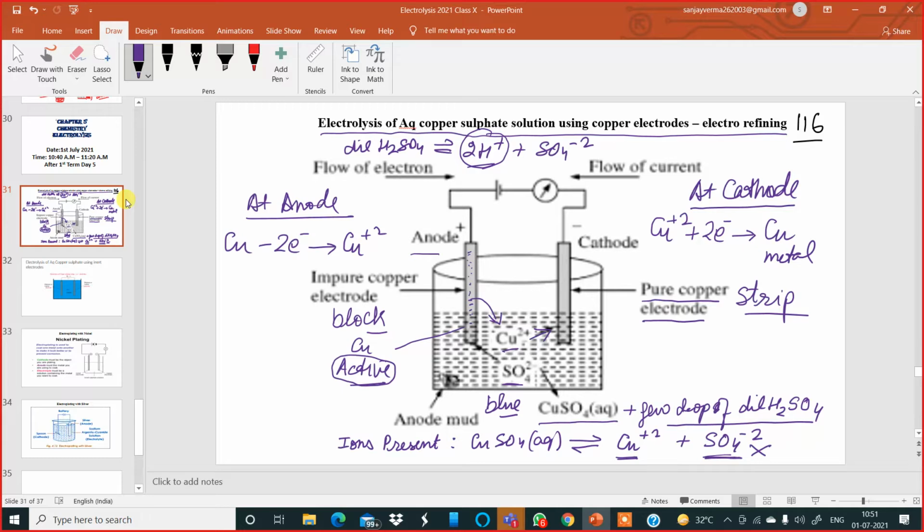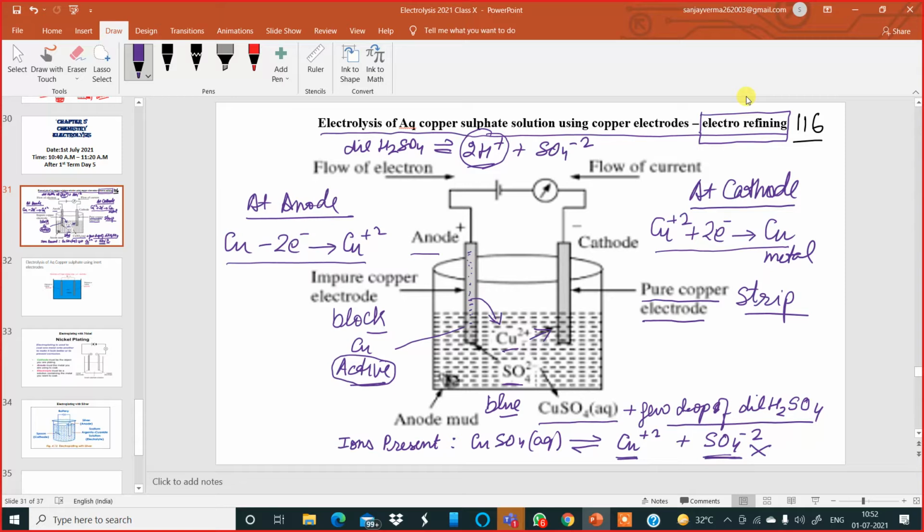Which means the impure copper block is getting purified and the copper metal is getting slowly transferred to the cathode side. Are you getting it? So that's why this is also an example of electro refining. You have to keep it in your mind. The next question they can ask you is, write down the reactions happening at the cathode and anode. So you have to write this equation at the cathode, and at the anode, you have to write this equation. Are you getting it?